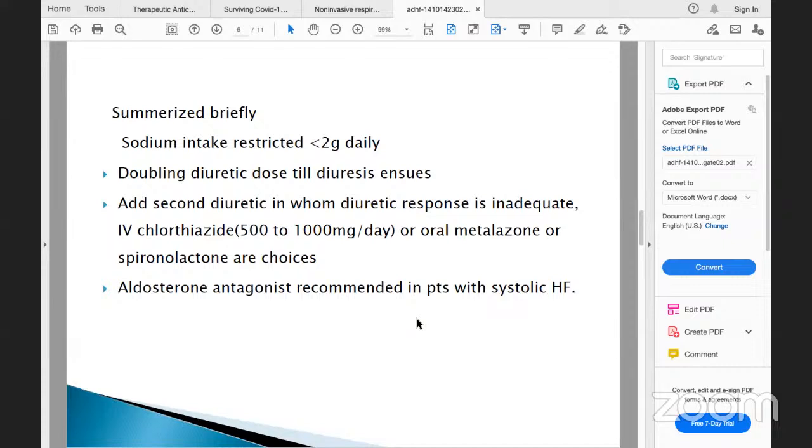In acute failure, a lot of the time you may not see pedal edema. It is more in chronic failure that you will see pedal edema. In acute heart failure, mostly lung congestion is there.